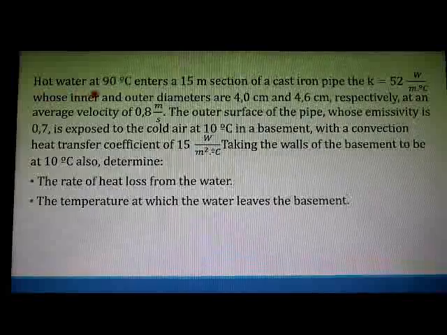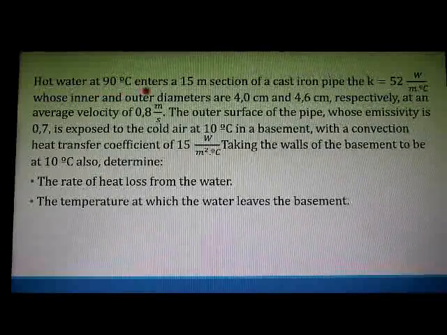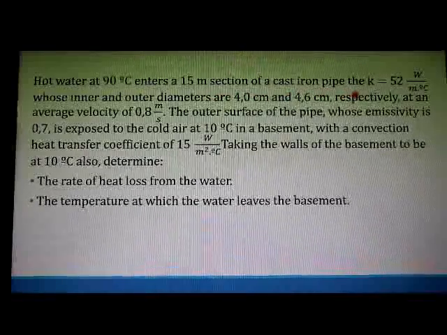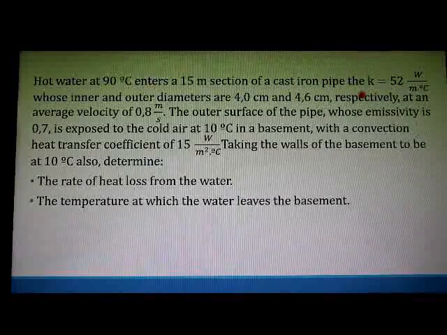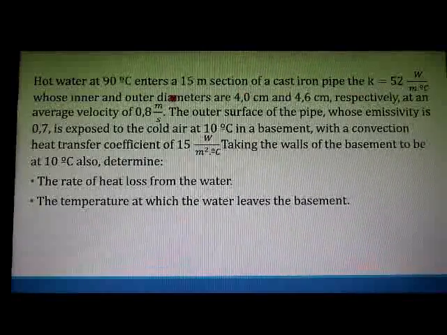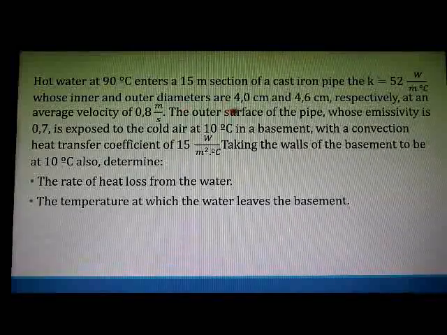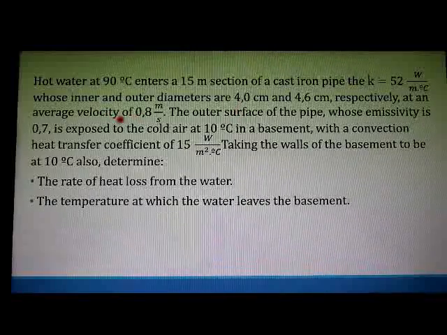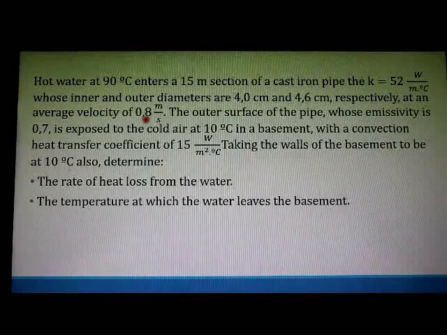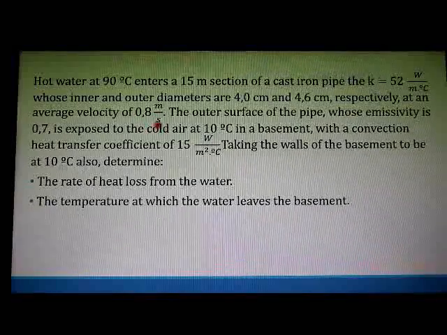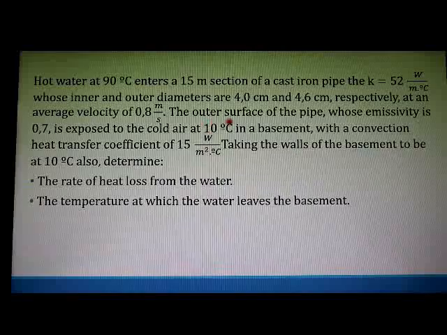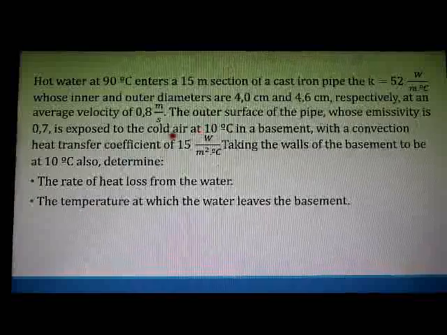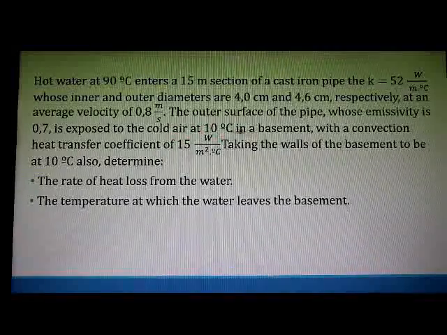Hot water at 90 Celsius enters a 15-meter section of a cast iron pipe. The conductivity coefficient is 52 in international units, whose inner and outer diameters are 4 and 4.6 centimeters respectively, and an average velocity of 0.8 meters per second. The outer surface of the pipe, whose emissivity is 0.7, is exposed to cold air at 10 Celsius.